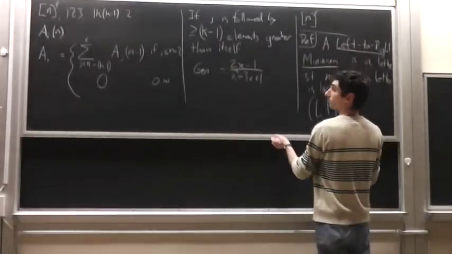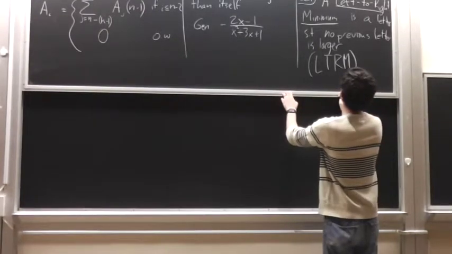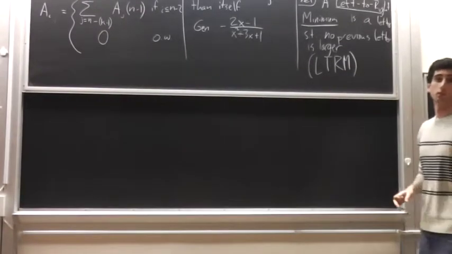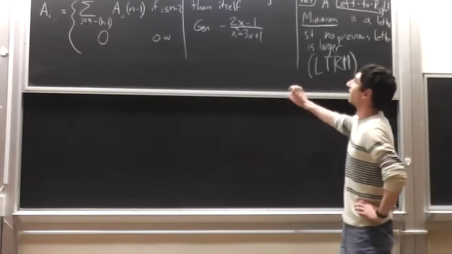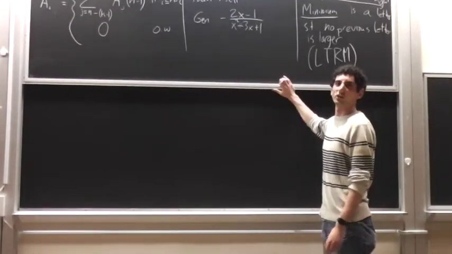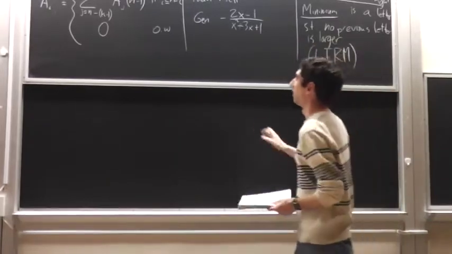So could it be equal? The definition says no previous letter is larger. Yes. So what if they are equal? Then it is not a left-right minimum. It won't really matter. We could still call it a left-right minimum. Maybe we will call it a left-right minimum, actually, just so that way I don't have to change my definition. All right.